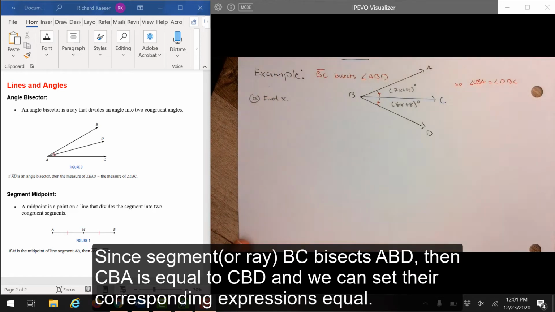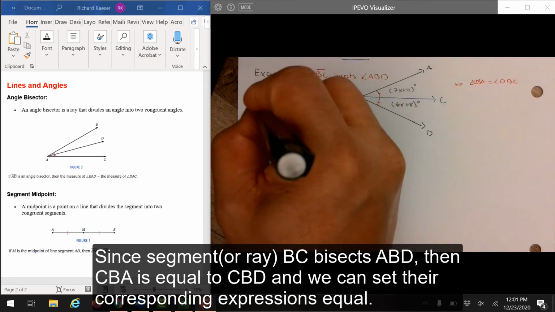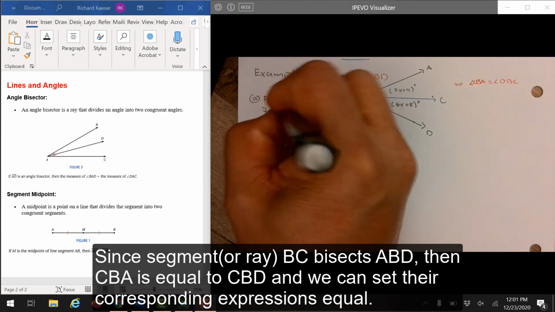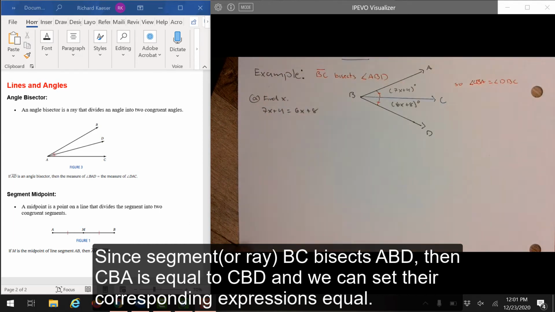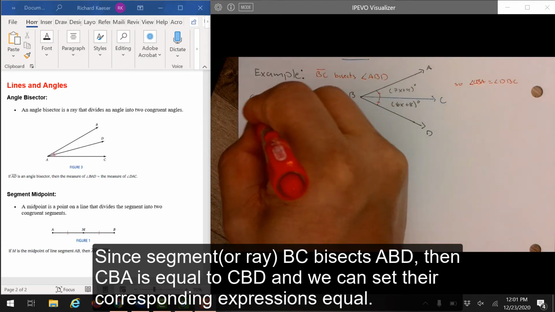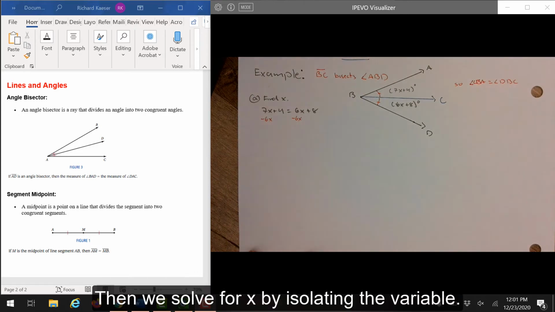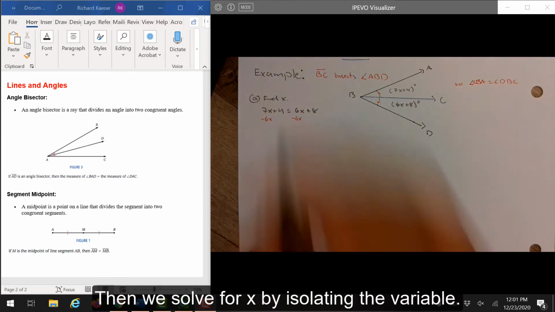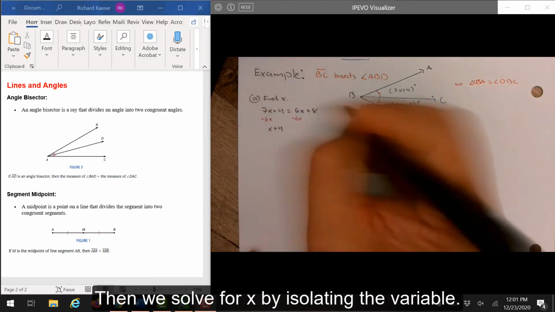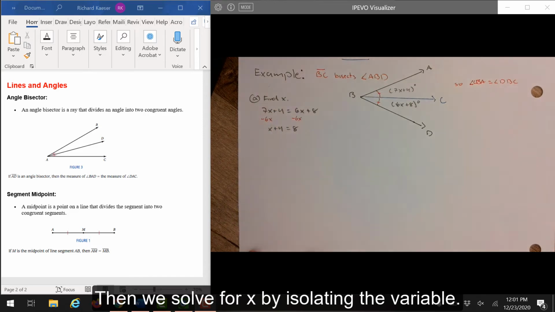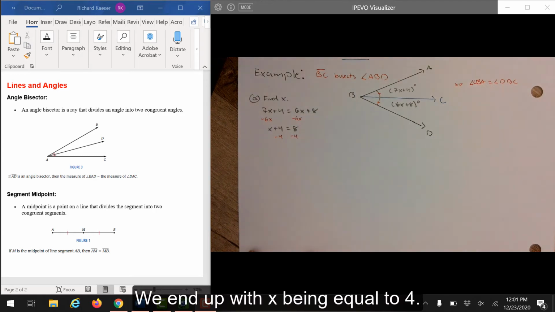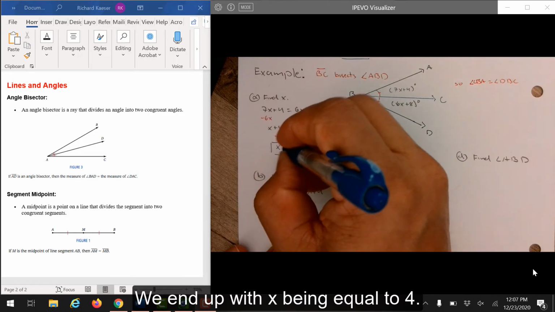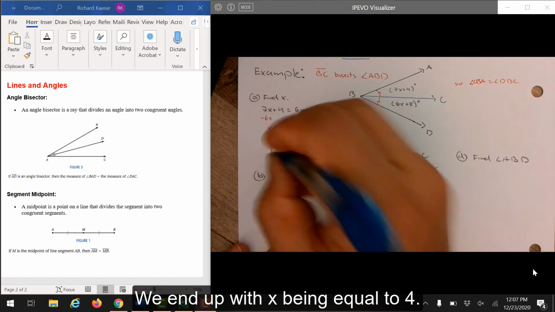Since segment or ray BC bisects ABD, then CBA is equal to CBD, and we can set their corresponding expressions equal. Then we solve for x by isolating the variable. We end up with x being equal to 4.